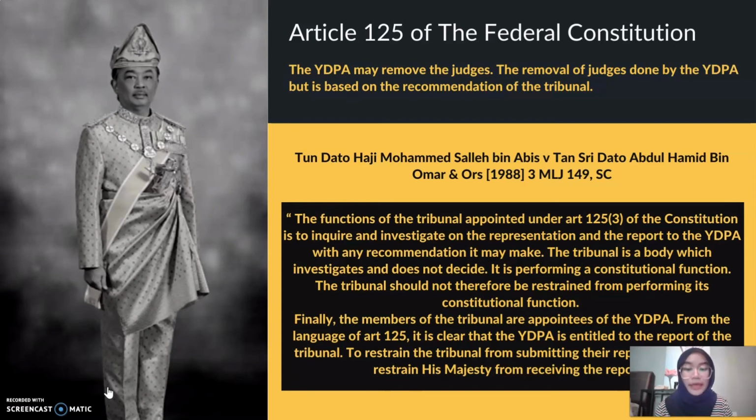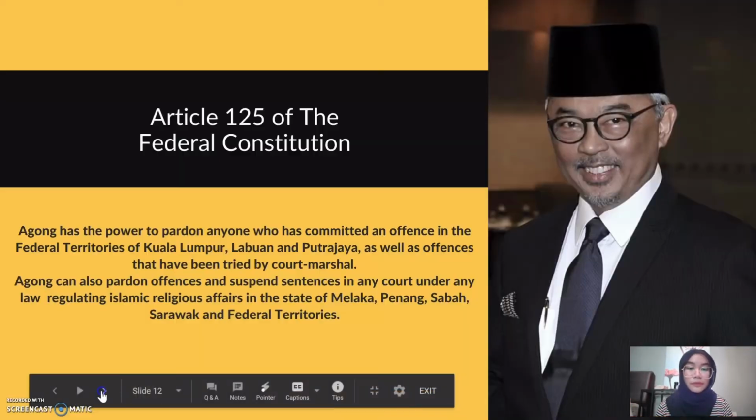And finally, the members of the tribunal are appointees of the YDPA, and from the language of Article 125 of the Federal Constitution, it is clear that the YDPA is entitled to the report of the tribunal. So we can conclude from the case that the YDPA shall act on the recommendation of the tribunal in removing the judges. Okay, next.